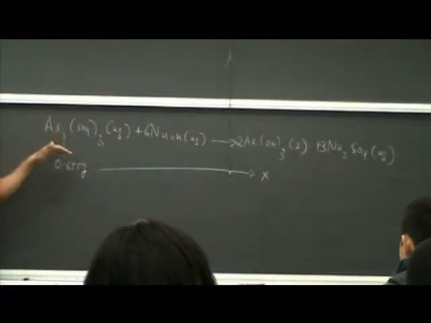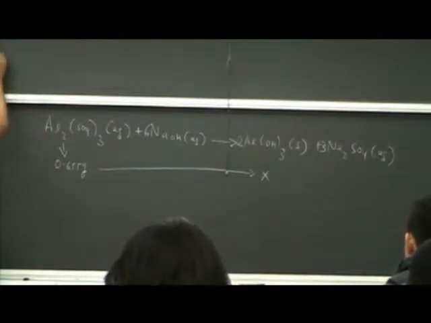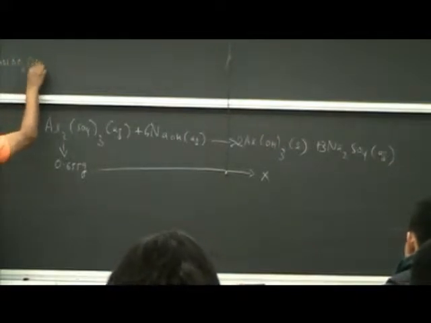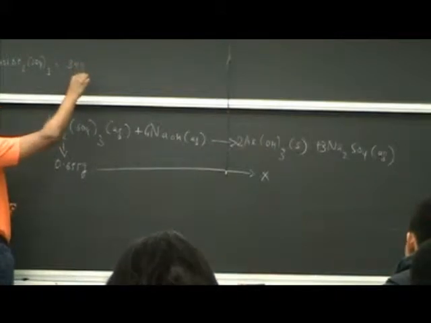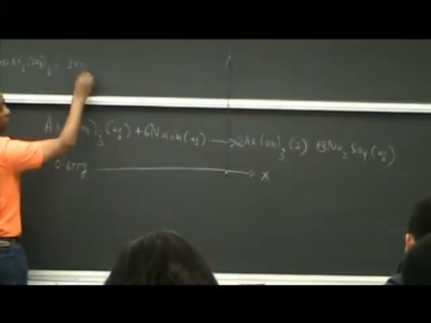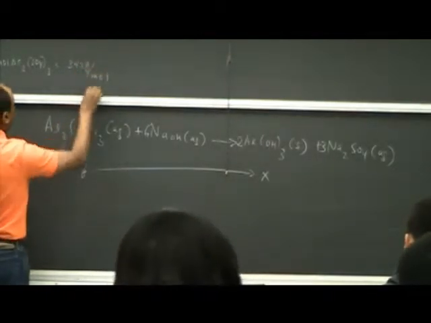So aluminum sulfate, how many grams? What is 1 mole of aluminum sulfate equal to in terms of grams? 1 mole of aluminum sulfate equals how many grams? 342.1. Okay, you know what? I'll go with 342. Okay, 342 grams per mole.